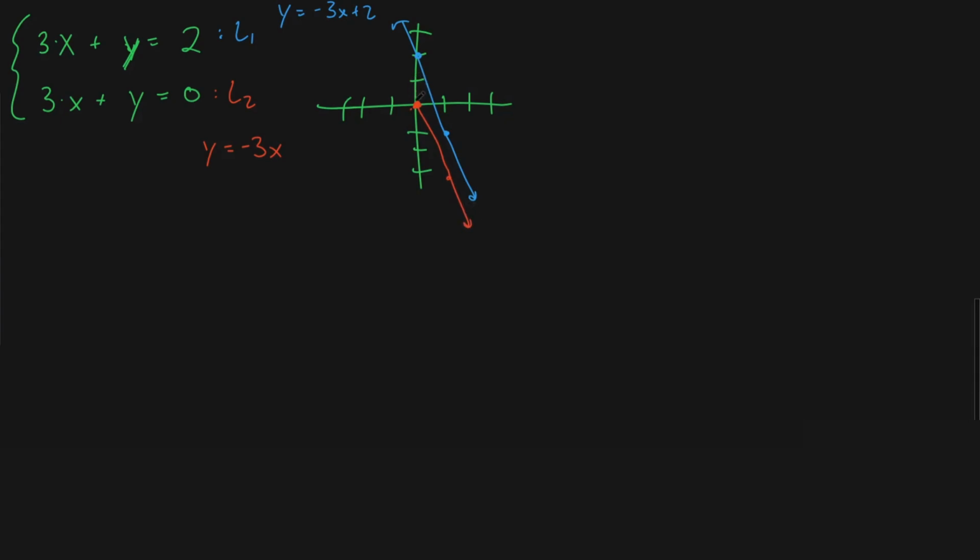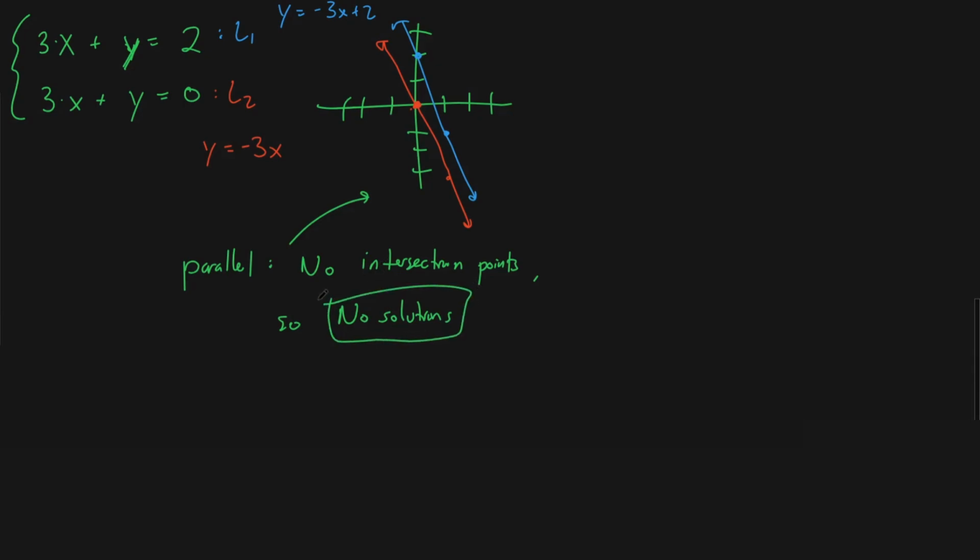And so, if you graph this a little more precisely, you could see that indeed these two lines are parallel. So when they're parallel, there are no intersection points. We know our intersection points just correspond to solutions to these equations. So that means in this case, there would be no solutions. Okay, and for one last thing, there is a third case that can happen.